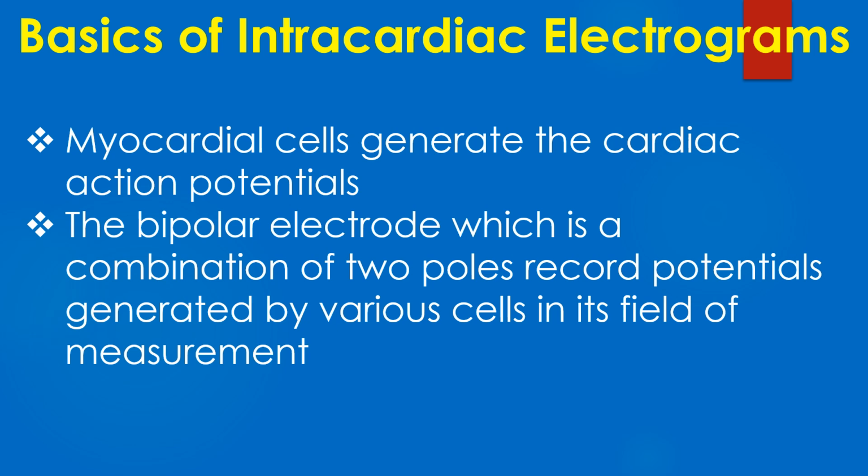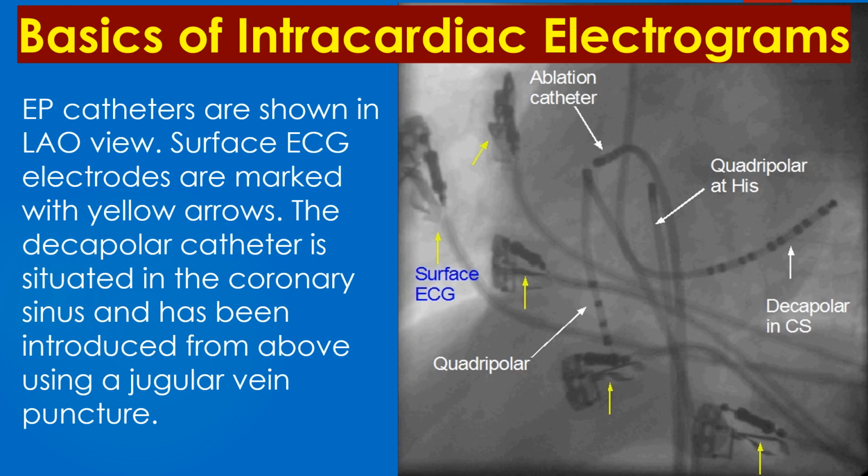Myocardial cells generate the cardiac action potentials. The bipolar electrode, which is a combination of two poles, records potentials generated by various cells in its field of measurement. Electrophysiology catheters are shown in the left anterior oblique view. The surface ECG electrodes are marked with yellow arrows.